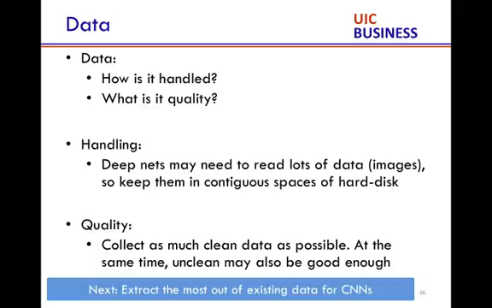In terms of handling, deep nets may need to read a lot of data sets, right? If you really want to train a convolutional neural network using ImageNet data, that's 1.4 million images, right? So if you want to read that from disk, your disk better be a good hard disk, right? It hopefully is a solid state drive maybe, but even if it's a hard disk, keep them in contiguous spaces. So that doesn't happen if you just copy paste your images.